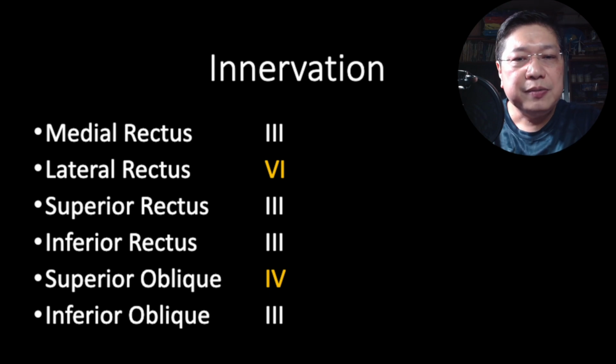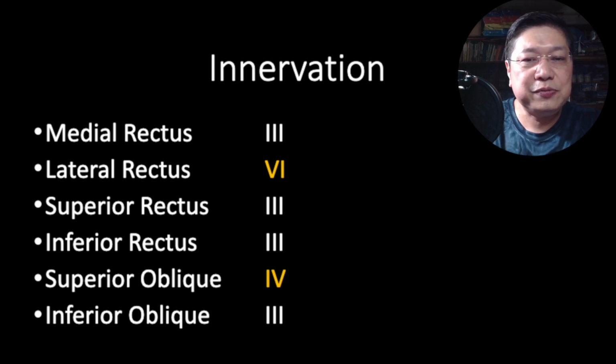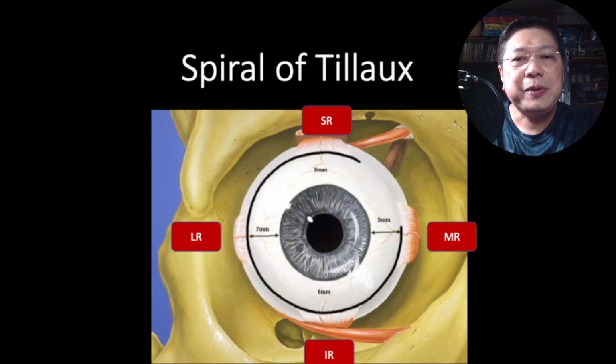So, innervation: the EOMs are innervated by the third nerve, cranial nerve 3, except for two, the lateral rectus and the superior oblique. The way to remember this is SO4 and LR6. Superior oblique is the fourth, lateral rectus is the sixth. Everything else, if you're asked, it's the third nerve. LR6, SO4.